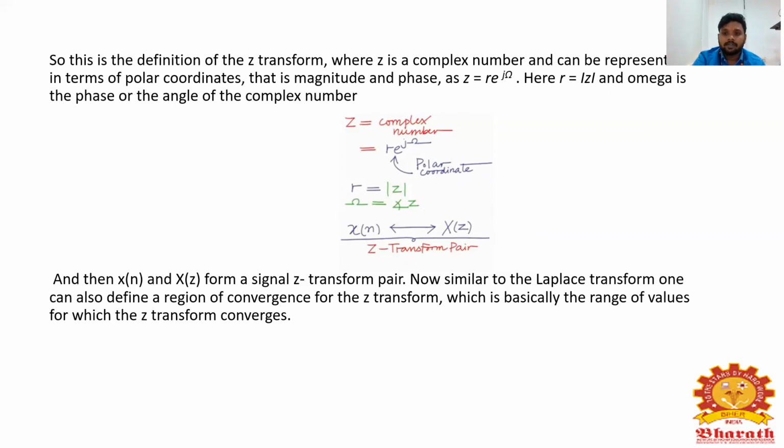We have seen that it is the summation n equal to minus infinity to infinity of x of n z power minus n, where z is a complex number and can be represented in terms of polar coordinates, that is magnitude and phase, as z equal to r into e power j omega. So r into e power j omega is the polar form, where r is equal to magnitude of z and omega is the phase or angle of the complex number.